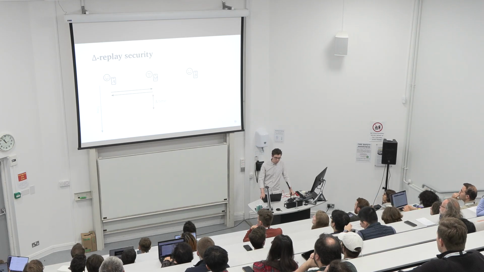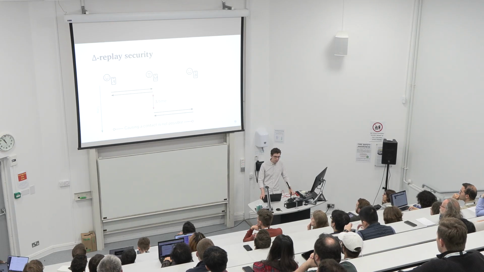Then the user M has to wait for delta. So again, we have some parameterized version here. And then the user M interacts with the user B. The user M wants to cause a contact between the two honest parties, even though they didn't meet in reality. And it's replay secure if this is not possible for the adversary.